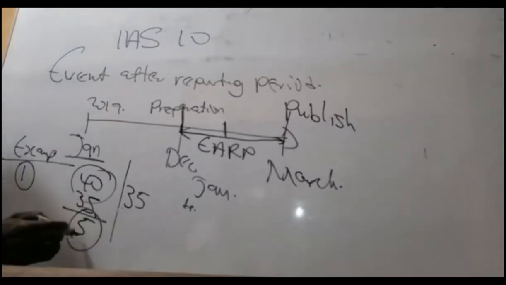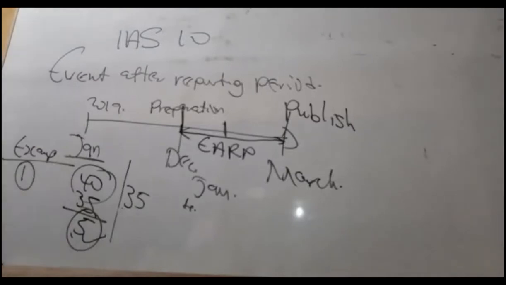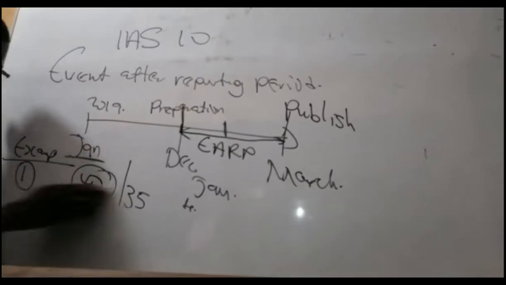So account for this in the 2019 financial statement, even though you actually sold the goods when? January, after the year end. So that is it. So even written down after the year end.